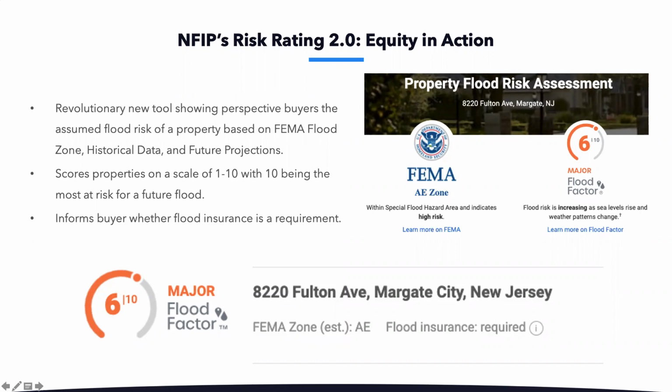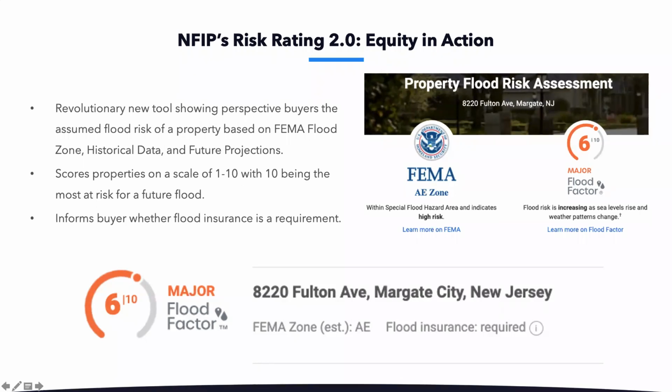It's going to rate your property on a scale of 1 to 10, with 10 being the riskiest for potential flood. It's also going to inform the buyer whether flood insurance is going to be a requirement or not. Growing up on a barrier island and working in the flood industry, I can't tell you how often I speak with a potential home buyer that doesn't realize that flood insurance is going to be needed when purchasing a structure. Realtor.com at least does a good job of spelling that out when somebody is searching for a potential home.